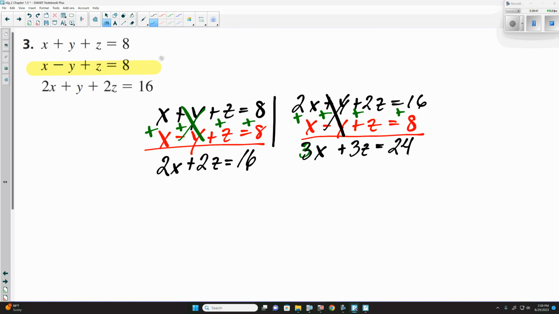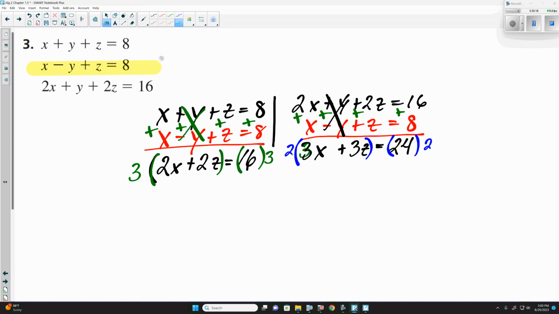Now from here, do we want to eliminate x or z next? Well, is there one that works nicely? No. So we're going to have to do two multiplications. So we can choose x, and what we can do for this here is I'm going to multiply this entire equation by 3. And I'm going to multiply the other equation by 2. Because I'm wanting to get the x's to be the same.